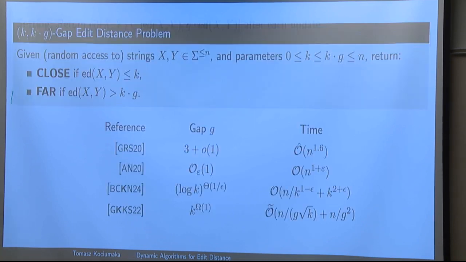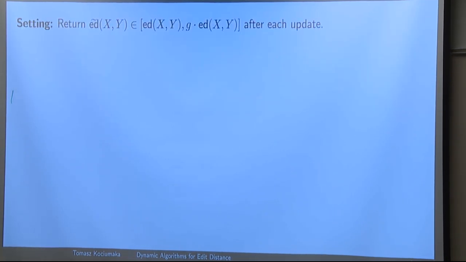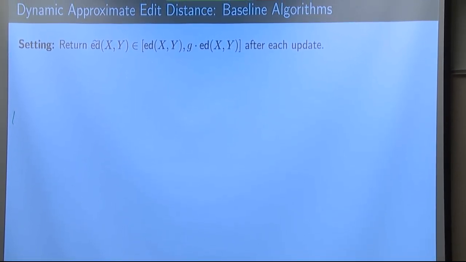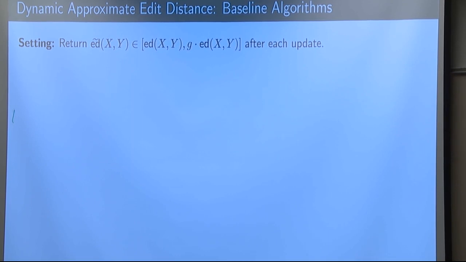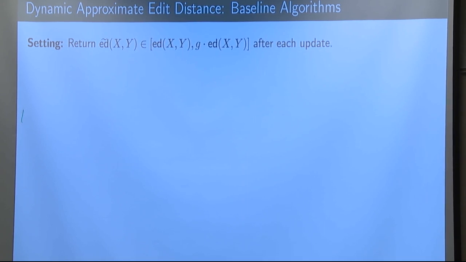And now you want to make some of these trade-offs dynamic. So technically speaking, we want to maintain, after every update, we need to output a value which is an approximation of the true edit distance. Something between the true edit distance and g times the true edit distance, where g is the approximation factor.